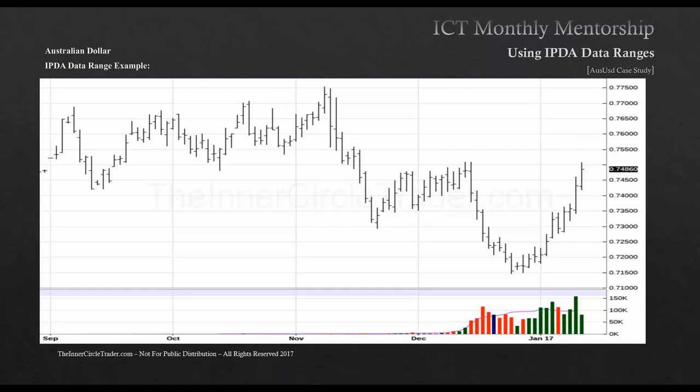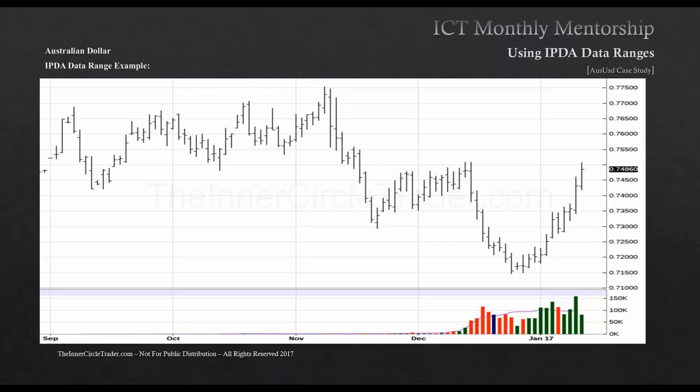When I taught the IPDA data ranges, obviously I asked everyone to hold off sending me emails, but some of you were just overzealous and want to know it right now. These are things we're going to be building on your understanding of as we go through the mentorship, especially through January. But I want you to focus, when you look at your daily chart, on simply going through and looking at the last 3 months, okay?